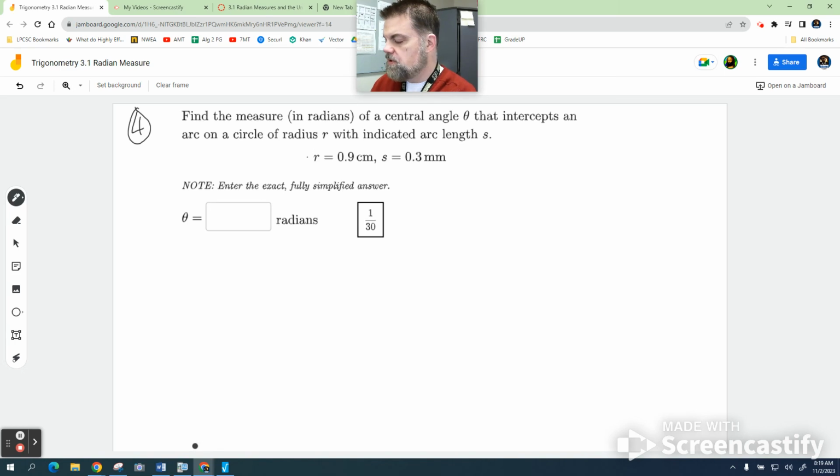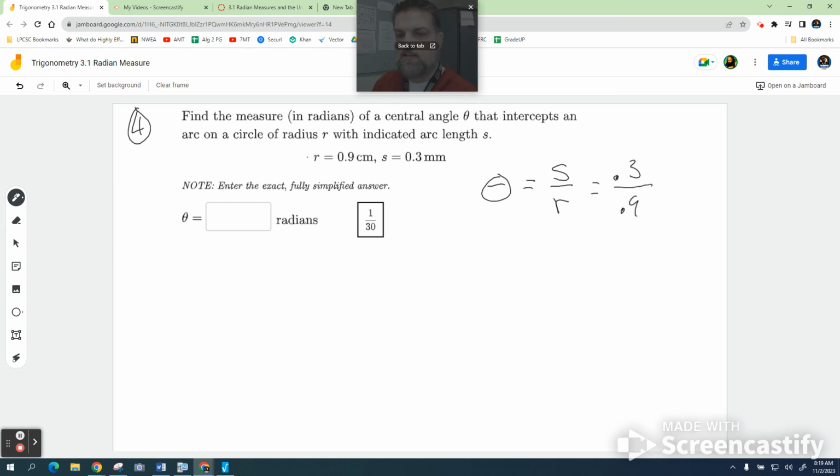Right, so let's assume Mr. Adams does his homework. I do a bunch of math. I know that theta is equal to S over R. So I just go, oh, that's easy. That's 0.3 over 0.9. Well, that reduces down to 1/3.